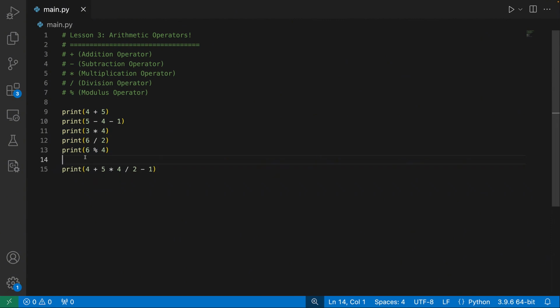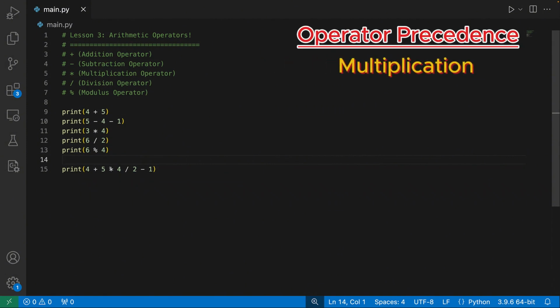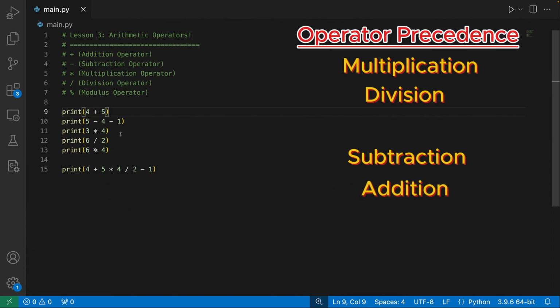Now, one thing to note when you are using operators in Python is it still follows the algebraic way of doing things. Each operator has a precedence over another. Multiplication and division will always be higher than subtraction and addition. And the modulus operator will also be higher than the addition and subtraction operators, but still on the same level as the multiplication and division.